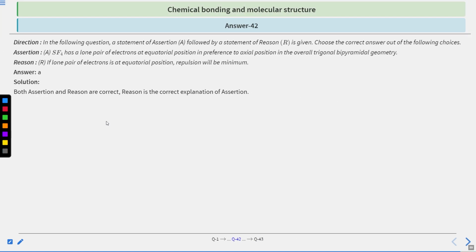Okay, so the correct answer will be option A. Both assertion and reason given in the question are correct, and the reason is the correct explanation of the assertion. That is, in SF4, a lone pair of electrons is present at the equatorial position in preference to the axial position in the overall trigonal bipyramidal geometry. And the reason is that if the lone pair of electrons is at the equatorial position, the repulsion will be minimum. So option A will be the correct answer.